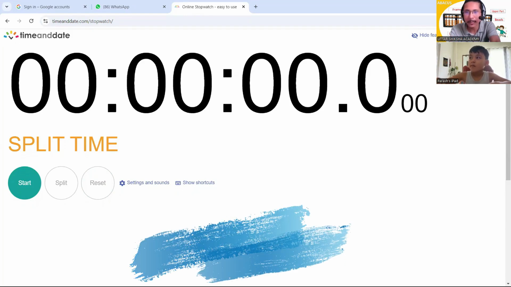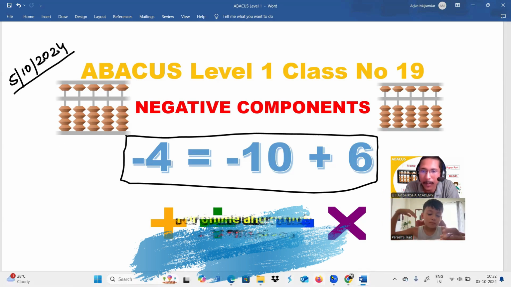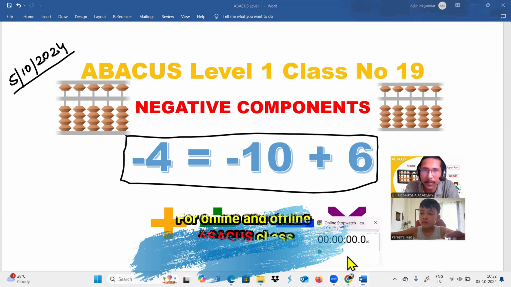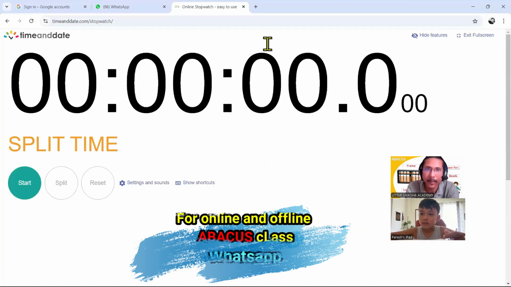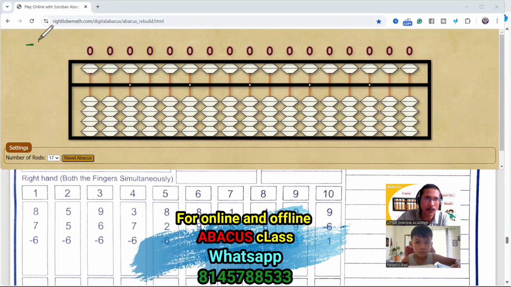Okay. So today we will do one new lesson, that is minus 4. Minus 4 is equal to minus 10 plus 6. So today we will do this lesson. The questions are already there in the copy. You have written the questions in the copy. Today the lesson that we are doing is minus 4.